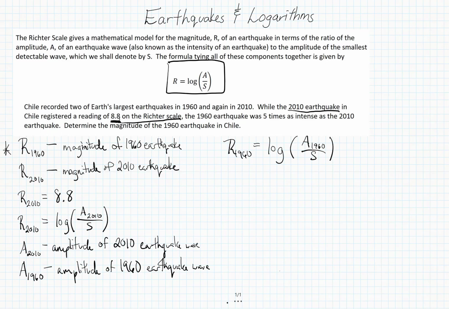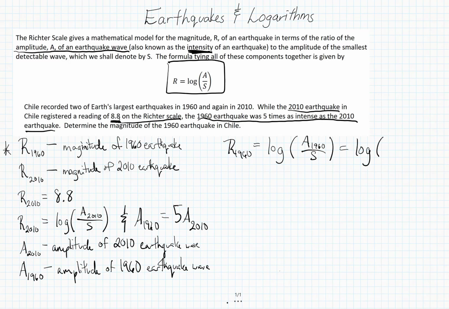Moving forward from there, where can we go? Well, if you look in the problem, there's another way to write A of 1960. The 1960 earthquake was 5 times as intense as the 2010 earthquake. So that means A of 1960 equals 5 times A of 2010. That means we can rewrite this logarithm as the log of, instead of A of 1960, A of 2010 times that 5 out in front, all divided by S once again. But this is a nice simple format.